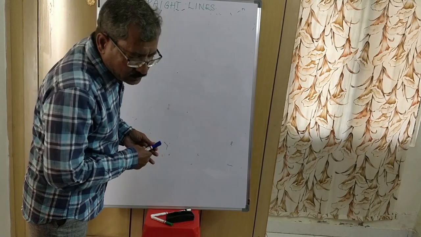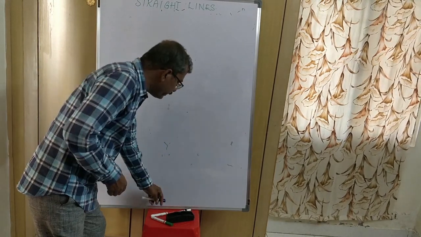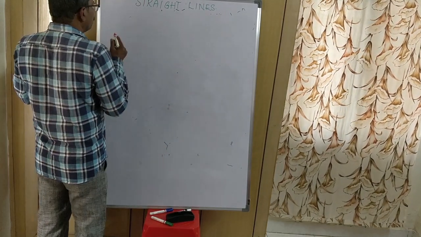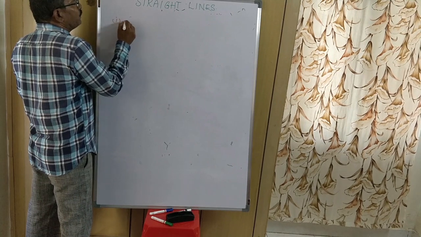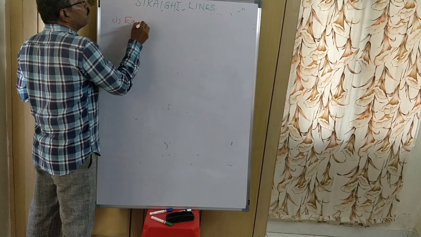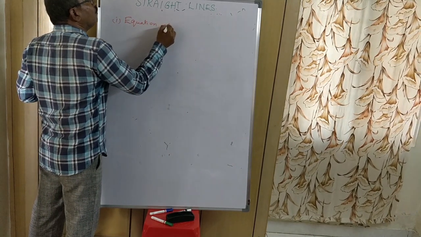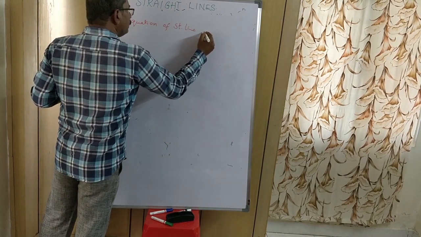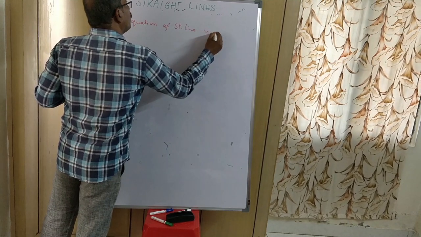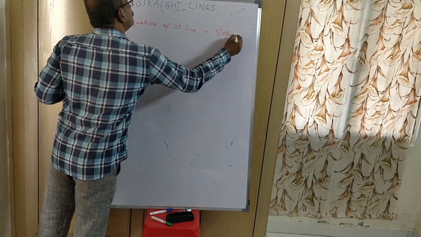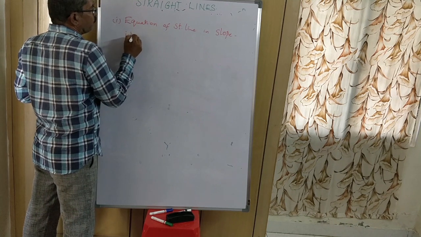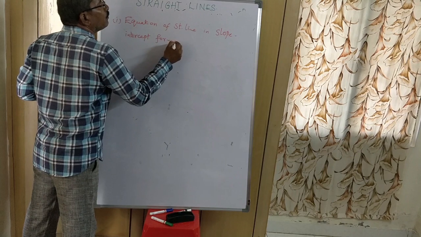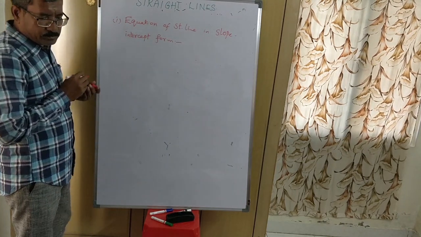The first one is the equation of a straight line in slope intercept form.